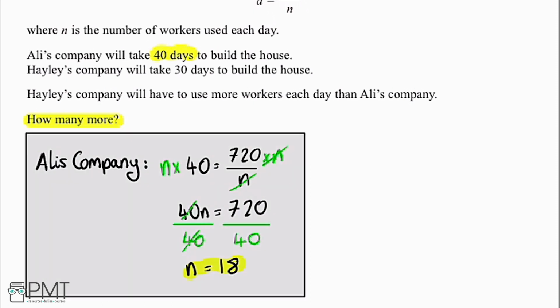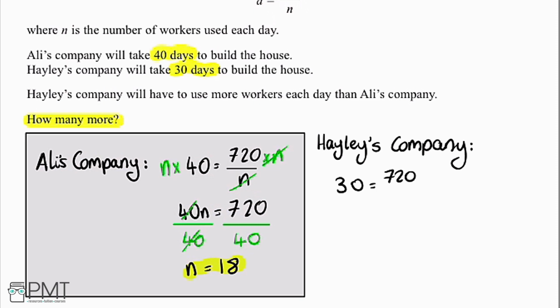So we've got to do the exact same thing for Haley's company. This time we're told it's going to take 30 days to build the house. So again, referring up to our formula, we're going to get 30 equals 720 divided by N. And again, let's rearrange to get N in the subject.